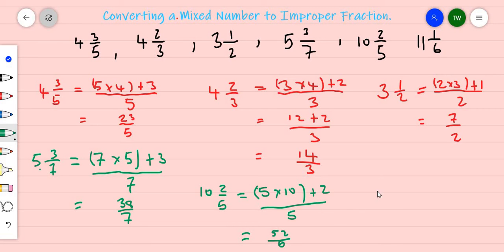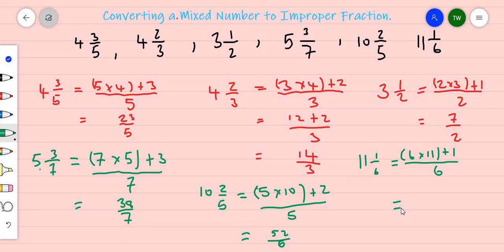So our final example, we have 11 and 1/6. What we need to do is to take 6 to multiply the whole number. So it's going to be 6 times 11. Put that in a bracket. Plus our numerator of 1. All of that divided by 6.